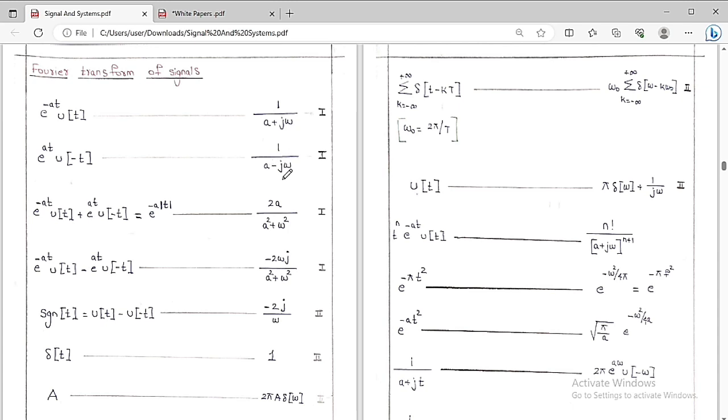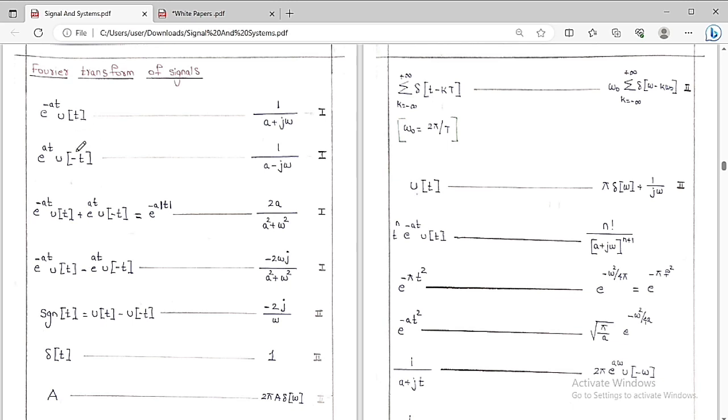The j omega cancels, and we are going to get 2a by a square plus omega square. So if you do the summation of the two previous signals, then do the summation of the two previous Fourier transforms also for the corresponding signals. So we are going to get 2a by a square plus omega square. So this is what I am trying to tell you.